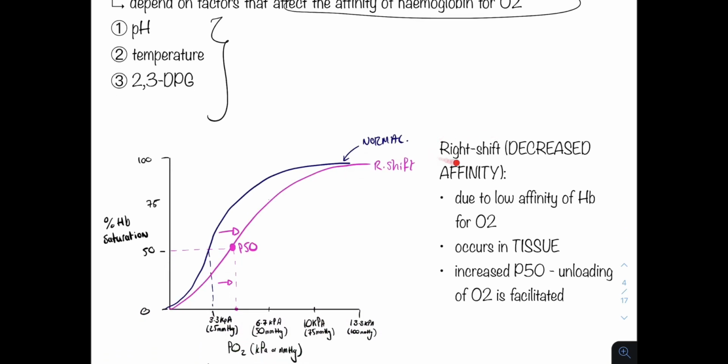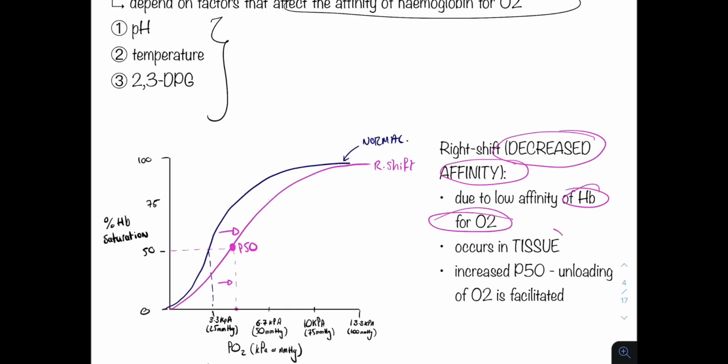Now, a right shift occurs when there is decreased affinity of hemoglobin for oxygen. So what we have here is the right shift. Here is normal, and this has shifted towards the right. Again, this is due to decreased affinity of hemoglobin for oxygen.